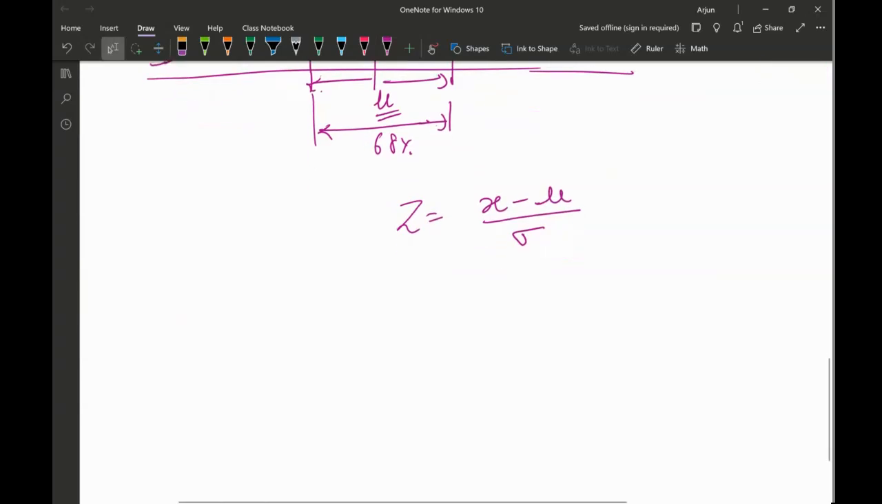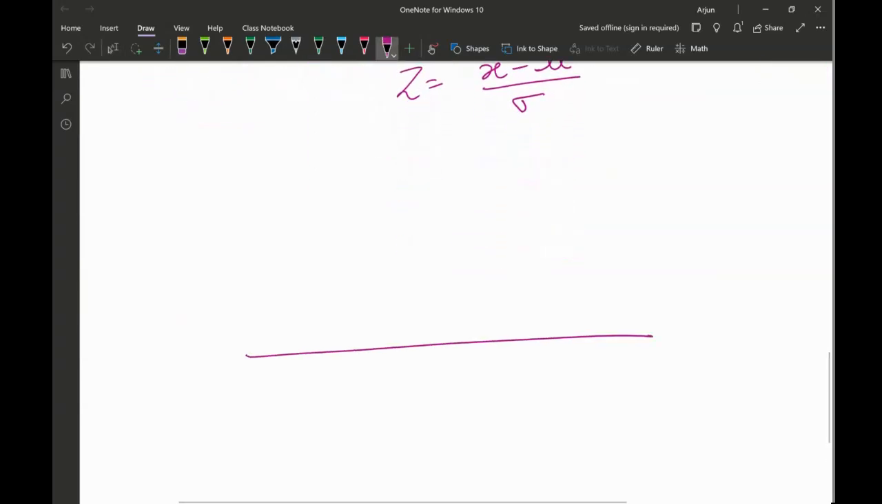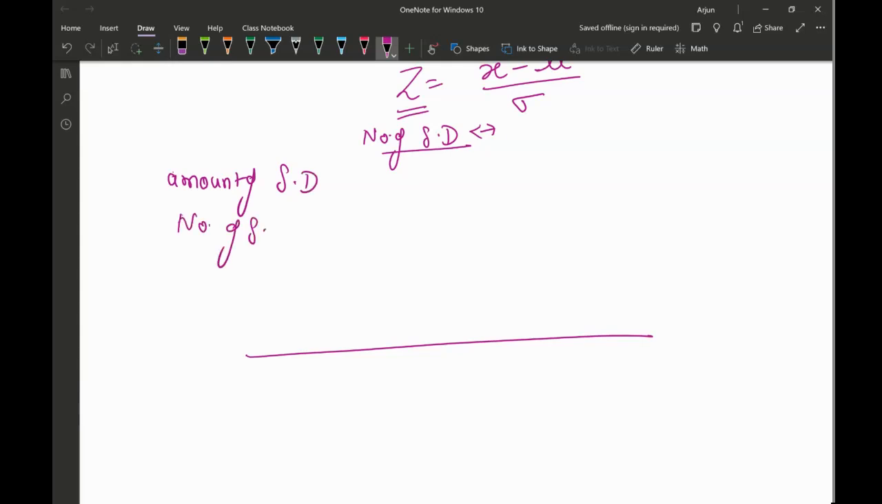Now, how do we locate the z-score? Z-score is basically the number of standard deviations. Okay, remember this. There are two things when we talk about standard deviation. One is the amount of standard deviation, and the other is the number of standard deviations.